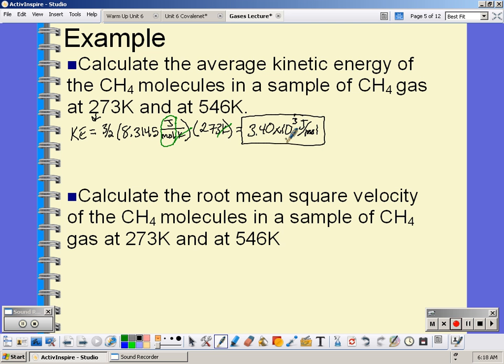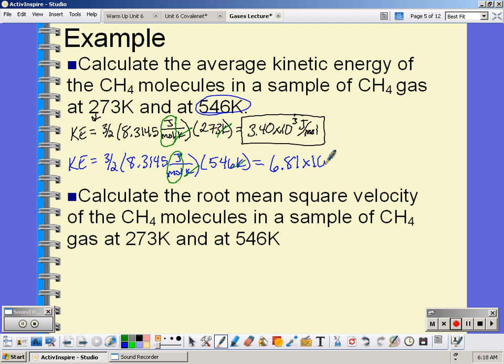Now at the different temperature, kinetic energy would equal 3/2 using the R value for energy, and that is given to you in your reference table, times our new temperature. Again, our Kelvin would cancel, leaving us with joules per mole, and we would have an answer of 6.81 times 10 to the third joules per mole.